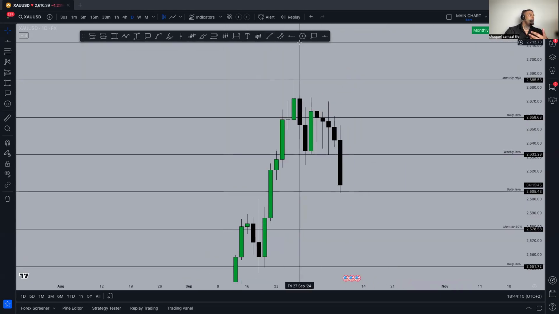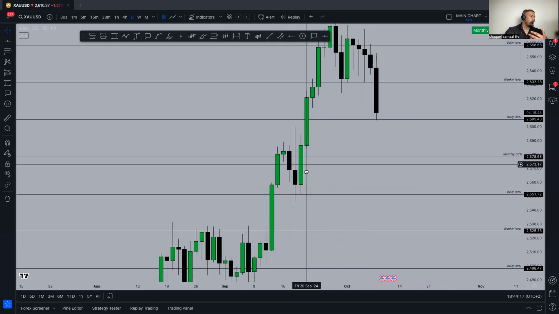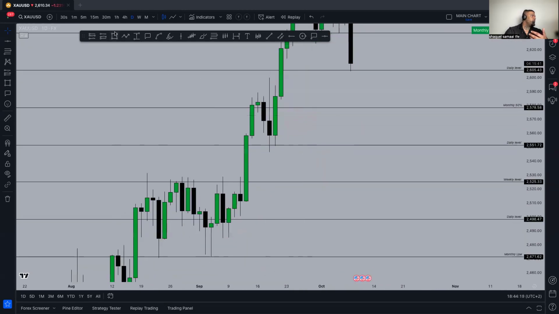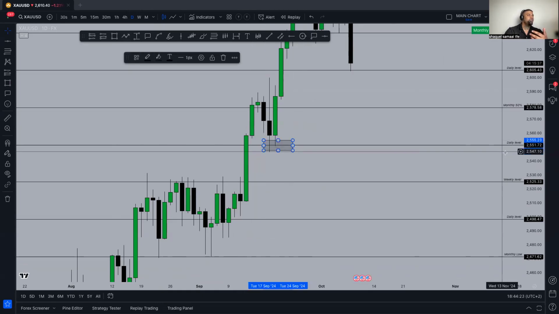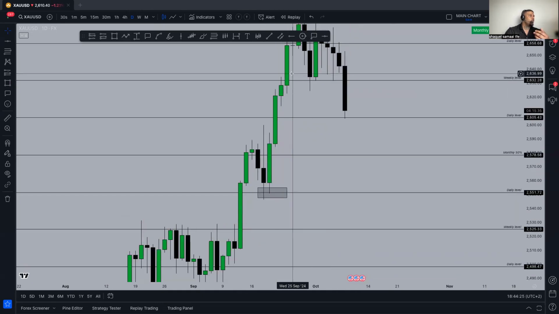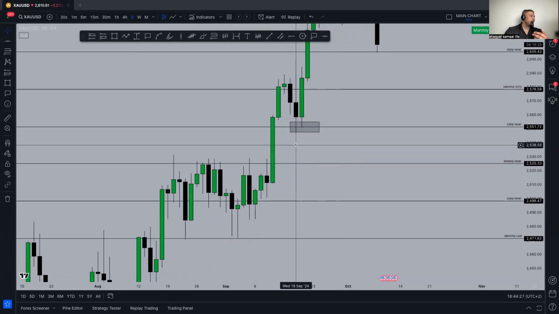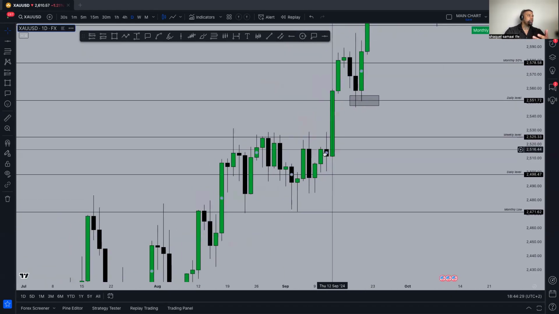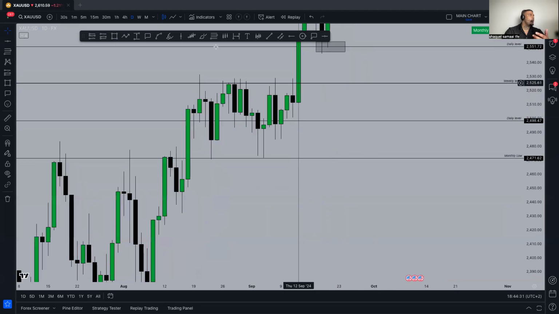You can see amazingly how the market stops at these levels. For instance, here's another one. You can see the market breaks above, comes back and tests the daily level, and actually buys all the way up, right? That is what I'm trying to show you guys, how amazingly these things are working.